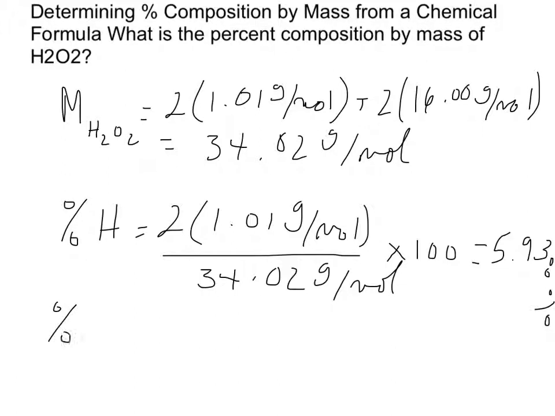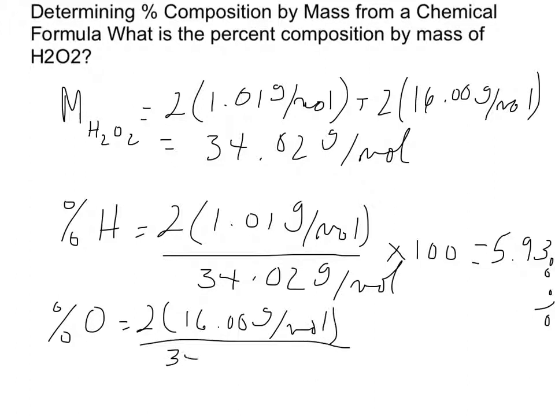For percent oxygen, I follow the same procedure, so 2 times 16.00 grams per mole divided by our overall molar mass of 34.02 grams per mole multiplied by 100 is going to give me 94.06%, and in both situations I think I've listed my answers to 4 significant digits. So I'm ready to move forward to the last example.